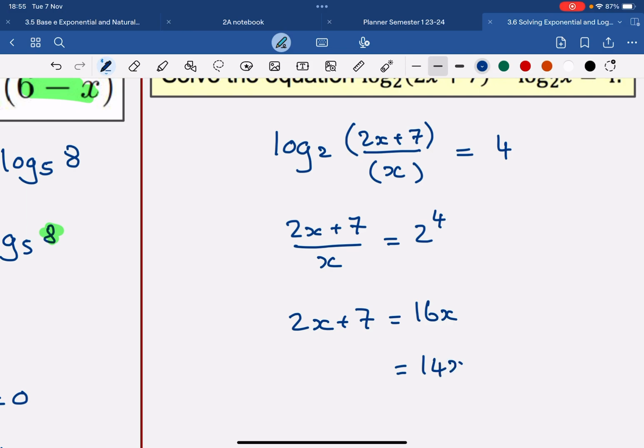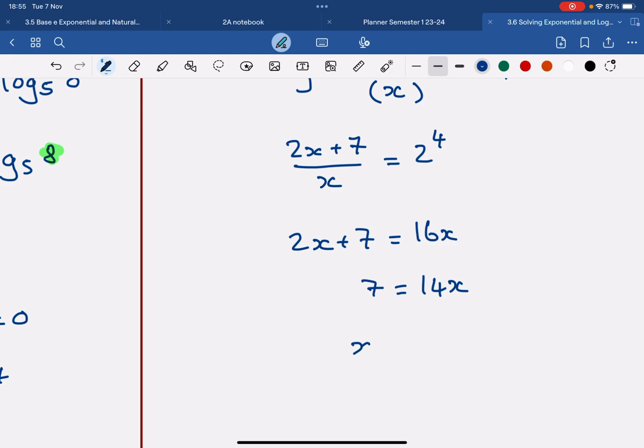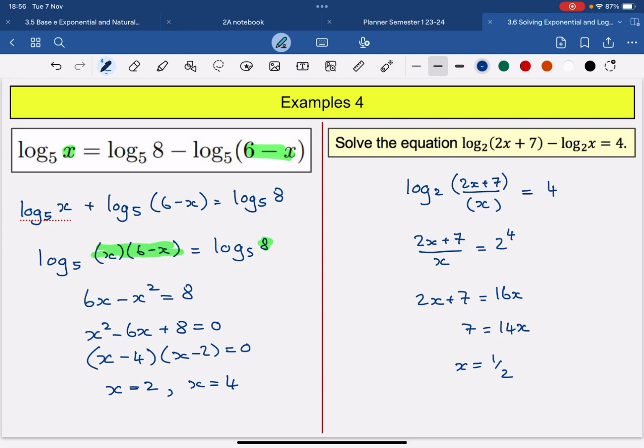Take away 2 x's from both sides. Divide both sides by 14. 7 over 14 is a half. So there's 2 more examples of using log equations.